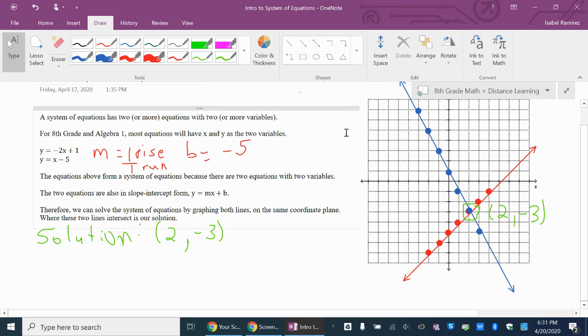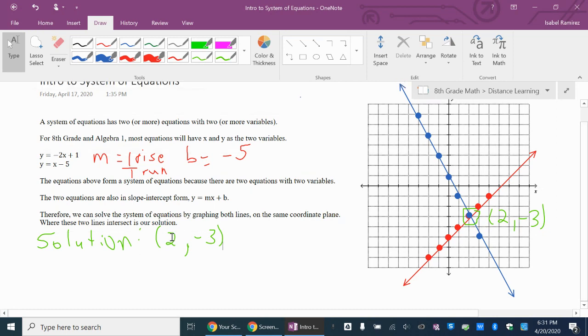Now, wherever the two lines for the two equations intersect is going to be our solution. And what that technically means algebraically is this point, 2, -3, will balance out both equations. So what that means is that when x is 2 and y is -3, both of these equations will be balanced out. So I'm going to go ahead and show you guys what the first equation.